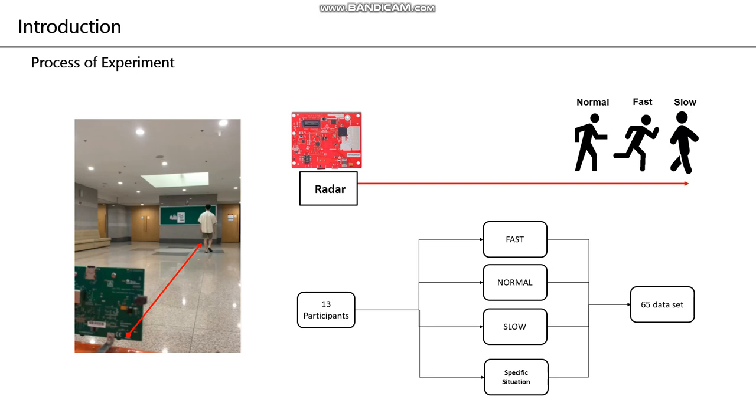First, the situation of walking fast. Second, the situation of walking normally. Third, the situation of walking slowly. Fourth, the situation of walking while looking at a cell phone. Thus, a total of 65 data were collected from 13 people.